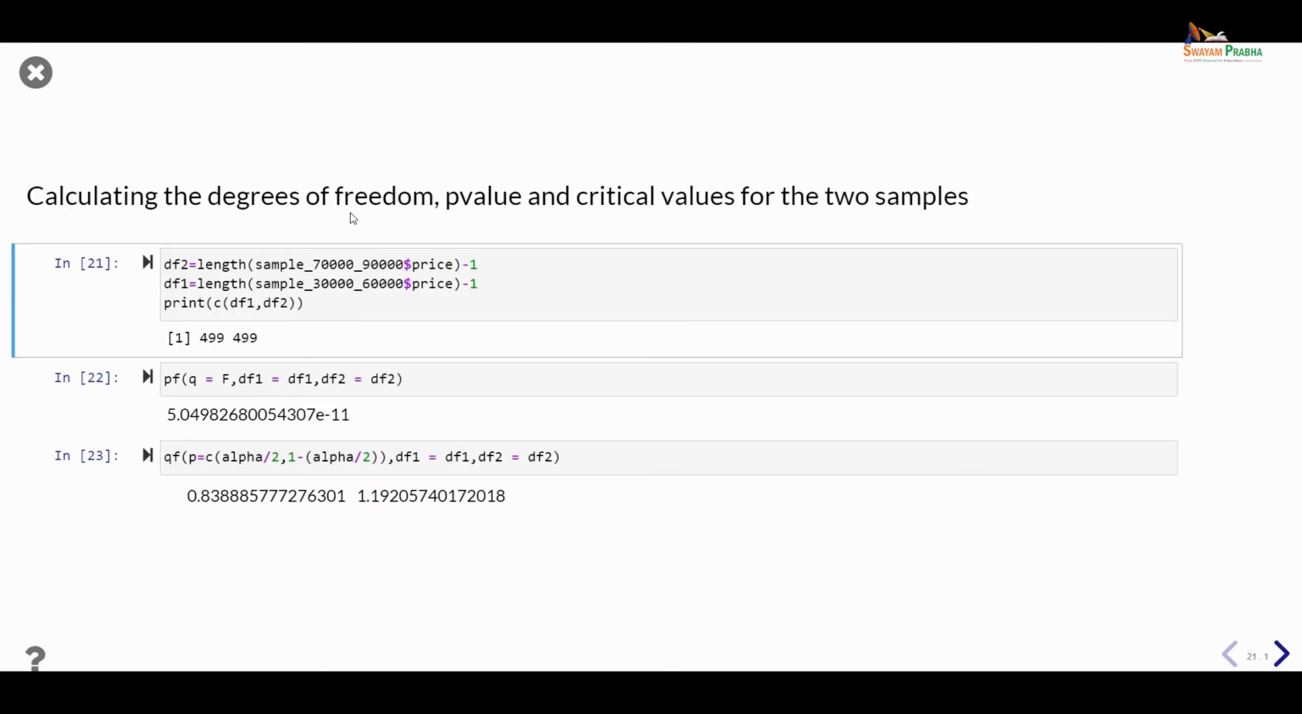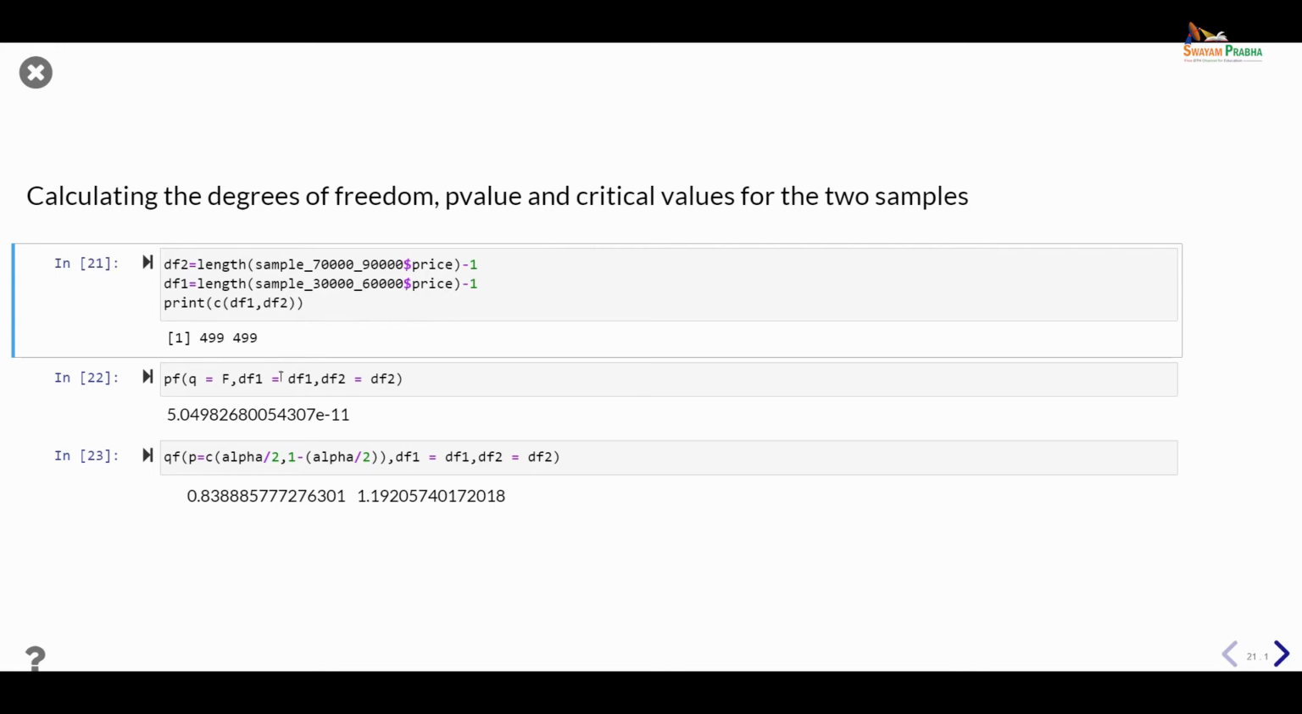So let's calculate the degrees of freedom and the p value based on the F statistic, and we are going to compute the critical value from the F distribution. To compute degrees of freedom, just subtract 1 from the length of the records, and we already know that we have 500 records under each of the data. So I'm just subtracting 1, that makes it 499 and 499 for both these records, right? So that's going to be my degrees of freedom.